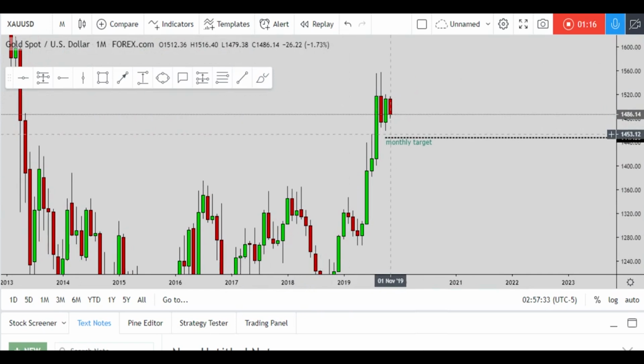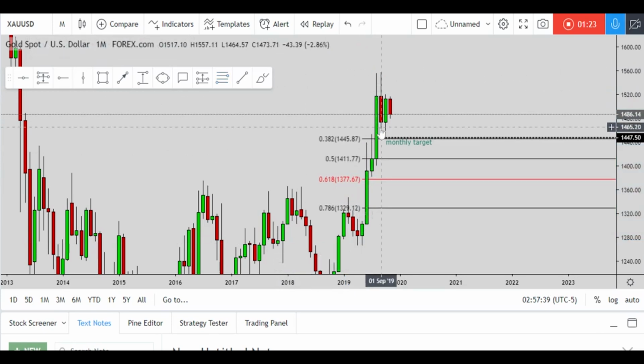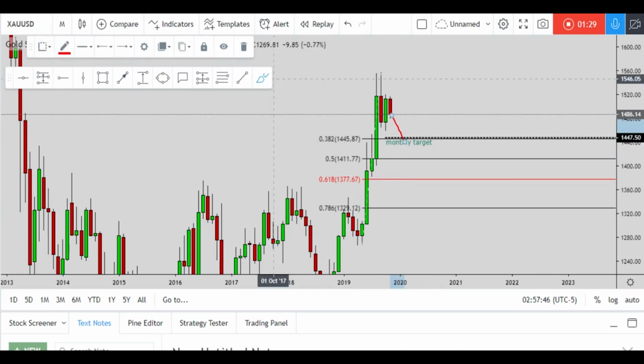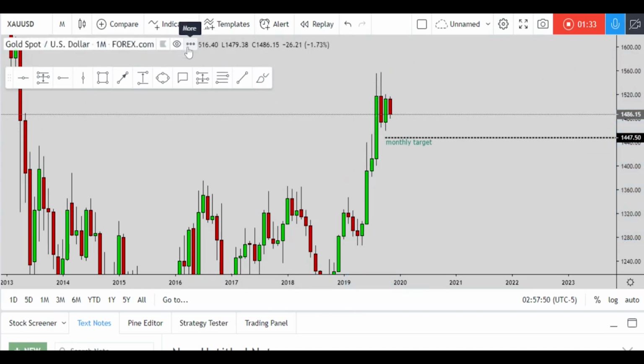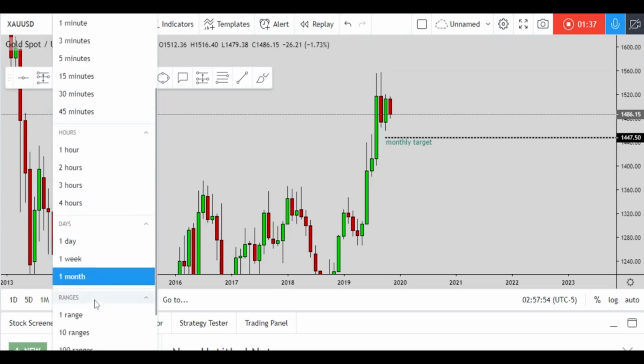Now, why did we have originally a monthly target at this area? For the simple fact that taking our Fibonacci from the low to the high, this is the area just above the 382, which is the first possible Fibonacci that the market is supposed to hit from a monthly perspective. And at this point, we have very good probability that the market will actually reach our monthly target.